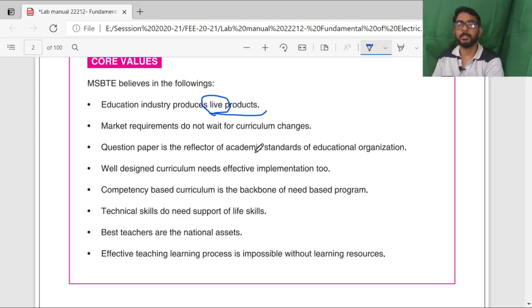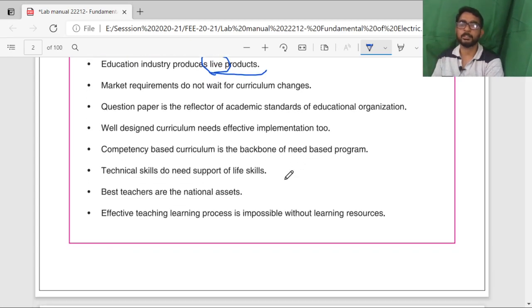Then market requirement, question paper, well designed curriculum and technical skill; best teachers are national assets. So this is a good core value. The teacher is the only person who will define the industry, the state, the nation. If the teacher is good, then he will create a new student, he will develop a new student, he will encourage the student for new technologies.